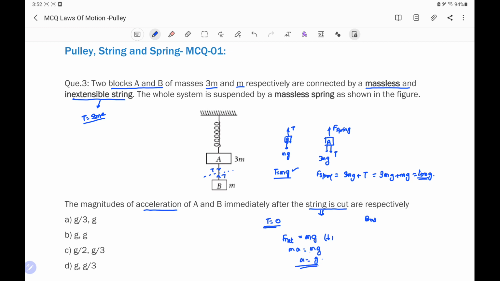Now for body A, the net force which acts on body A will be equal to the spring force, which is 4mg, minus the weight which is acting in the opposite direction, that is 3mg. So the net force will be equal to mg, and this force will result in the acceleration of body A, which has mass 3m. So we can write 3m into a equal to mg. So the acceleration of body A will be equal to g by 3. Hence, for the question, the correct options are g by 3 and g, that is A.